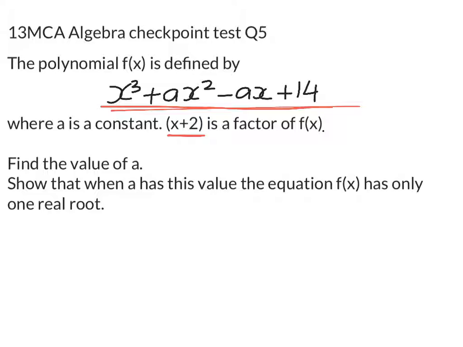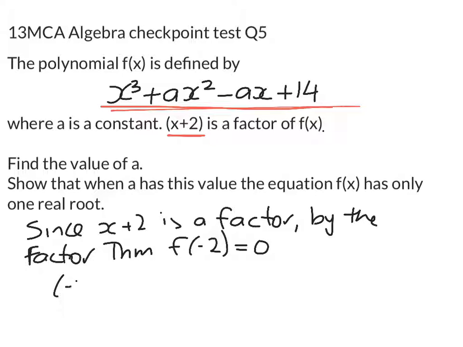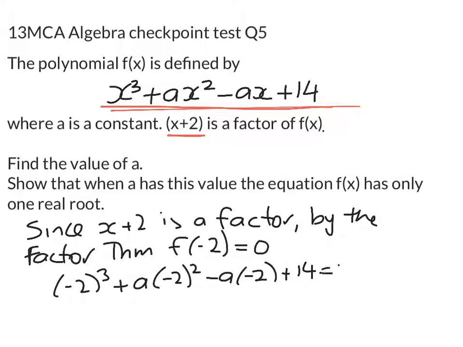So the first thing that we can say is that since x plus 2 is a factor, by the factor theorem, f of negative 2 must equal 0. So substituting in, this is what we get. Negative 2 cubed plus a times negative 2 squared minus a times negative 2 plus 14 equals 0.